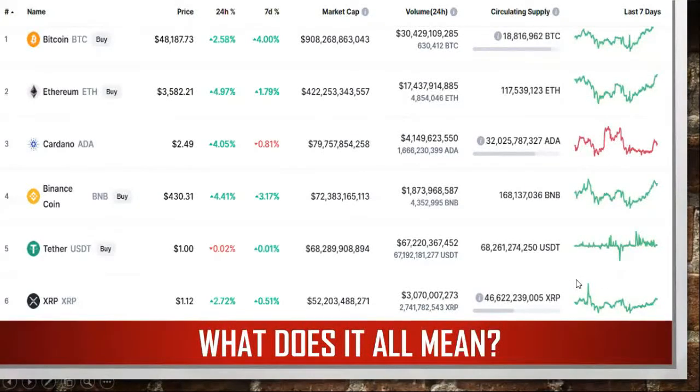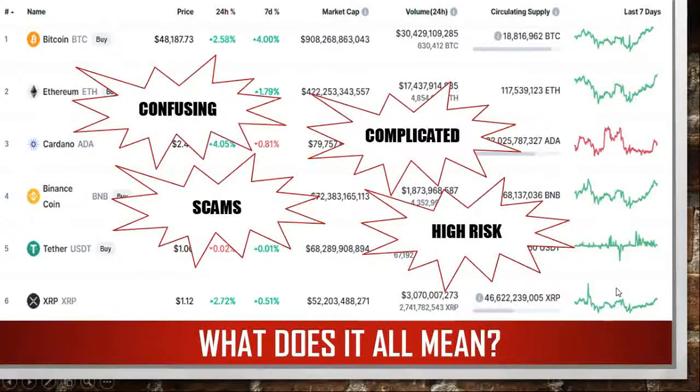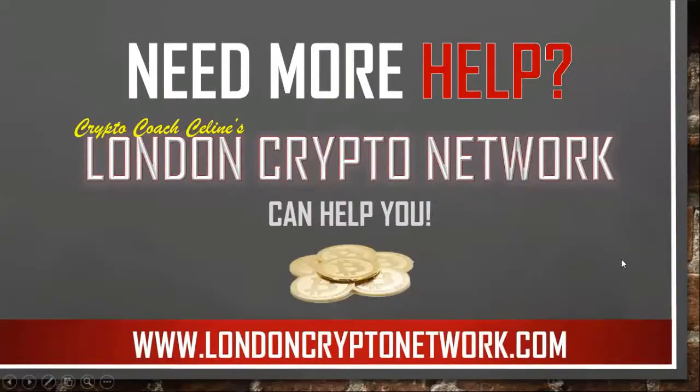So what does all this mean? I know it could be confusing or complicated. There are a lot of scams I mentioned, and it's high risk. Sometimes you could come in at the top of a bull run, and then all of a sudden the price drops 75%. And so you do have to be aware of the risks in cryptocurrency. Okay, but if you're on a long-term strategy, then that will prove more fruitful.